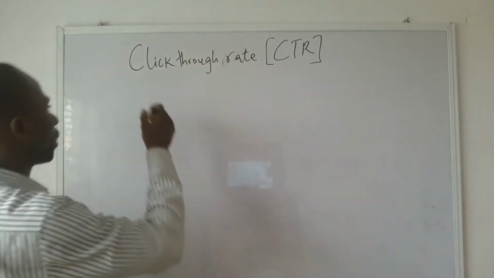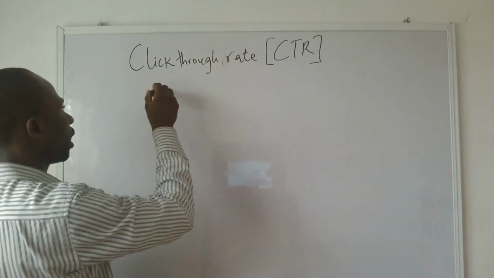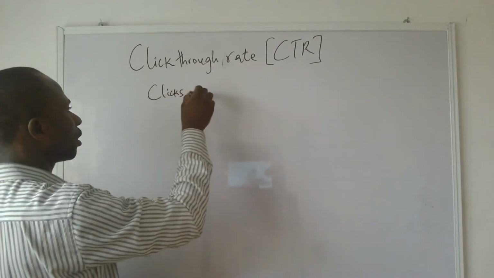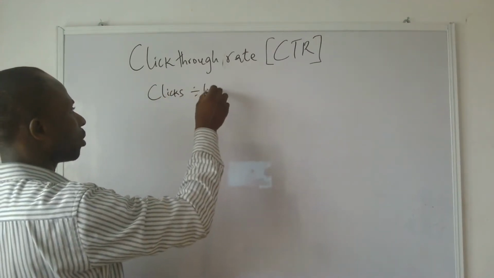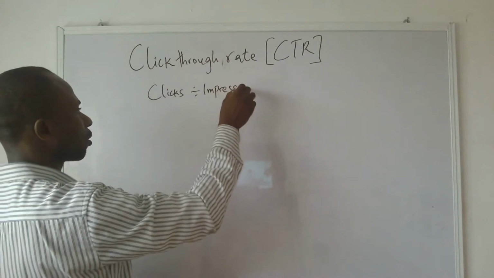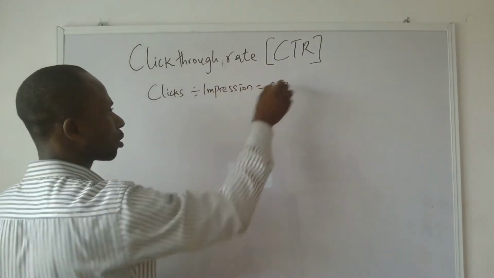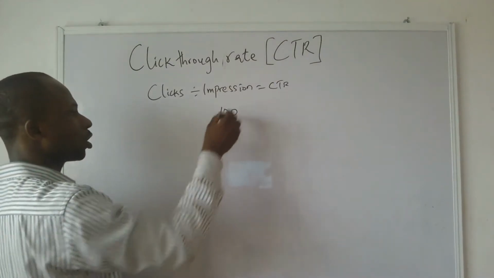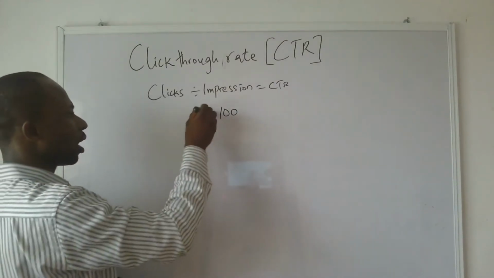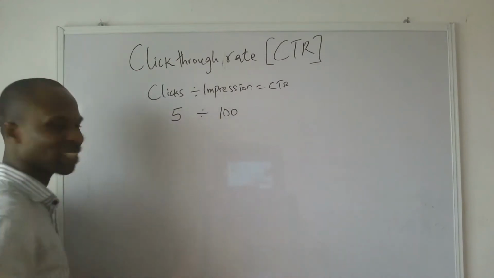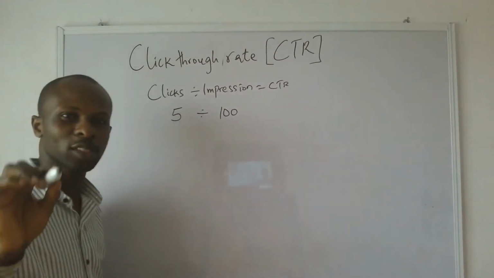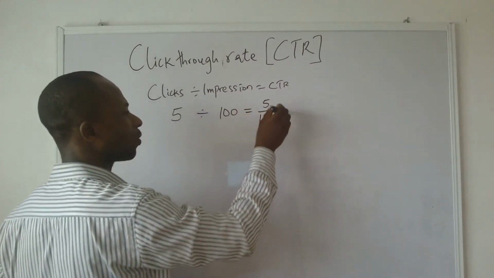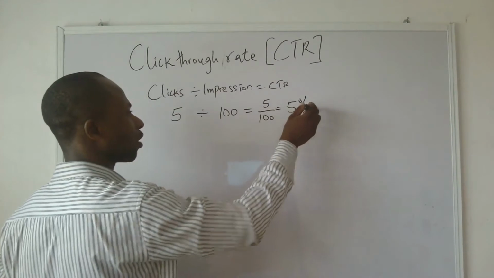And you get it by checking clicks divided by impressions. That is your click-through rate. So, if 100 people see your website and then only 5 of them click on that link to see what you have to offer, then your click-through rate is 5/100, and that is what? 5%.